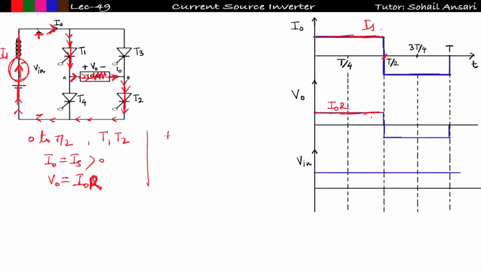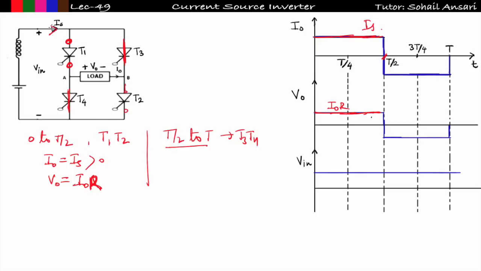Now see, from T by 2 to T, what is going to happen. From T by 2 to T, I am triggering the thyristors T3 and T4. So if I trigger the thyristors T3 and T4, then definitely this will be shorted and this will be shorted. In that case, I am assuming that the moment I trigger T3 and T4, T1 and T2 are open circuited, meaning by using force commutation we can open T1 and T2.